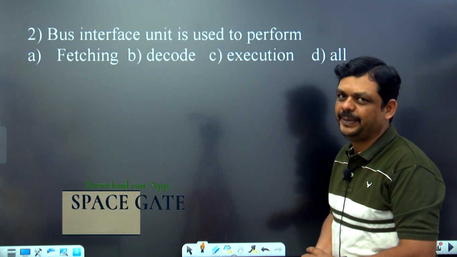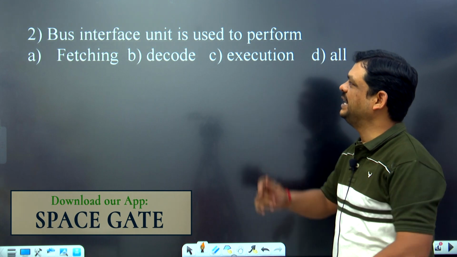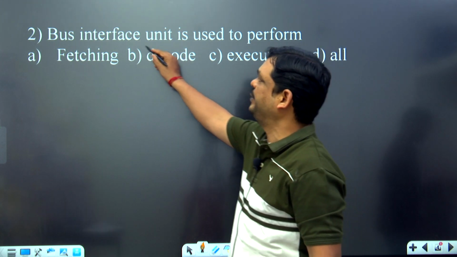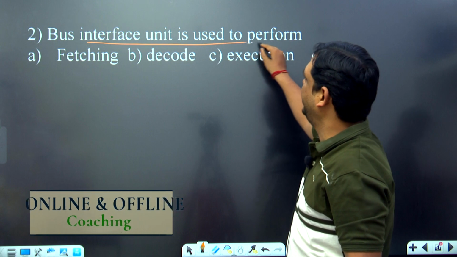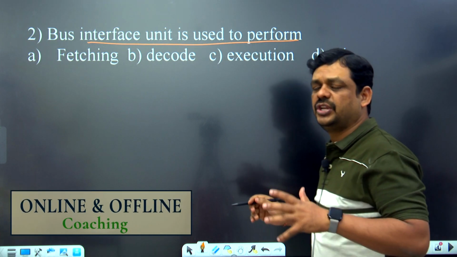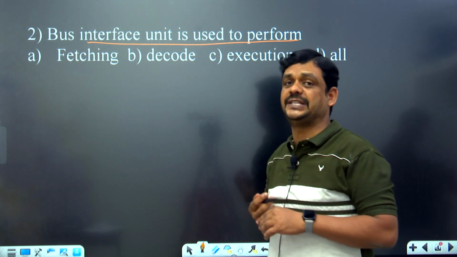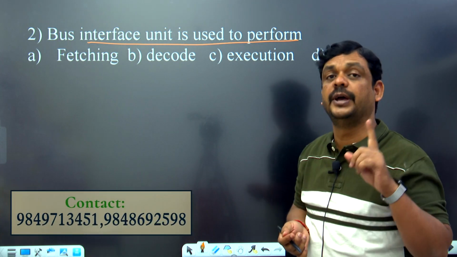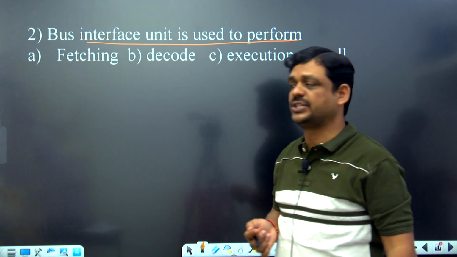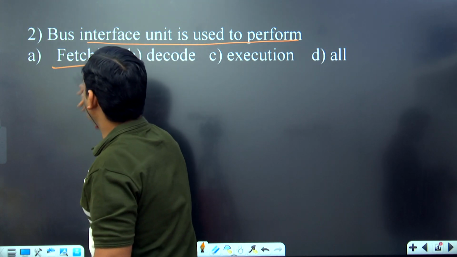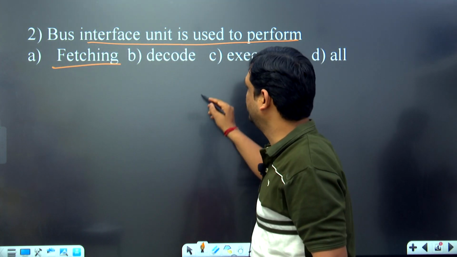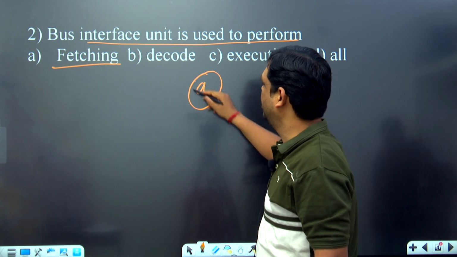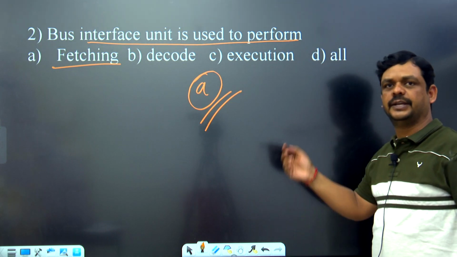Yeah, another question from the basics of microprocessor concepts. So bus interface unit is used to perform... Yes, just now I explained the complete structure, the complete block diagram of the 8086 microprocessor. Bus interface unit is used to perform the fetching operation, reading instructions from the memory. So it performs which operation? Fetching operation. So according to the given question, option A is correct, right? Please take this now.